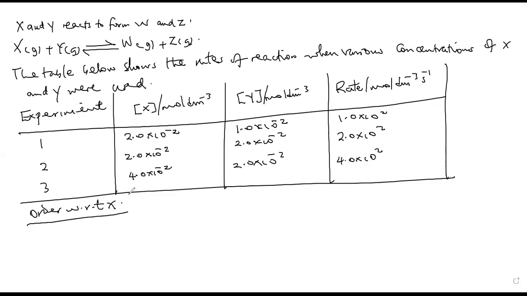Now, you come and see where X is changing and where Y is constant. X is changing here, where Y is constant. So we can consider experiments 2 and 3. Using 2 and 3, we know that rate is equal to K times concentration of A, concentration of X.